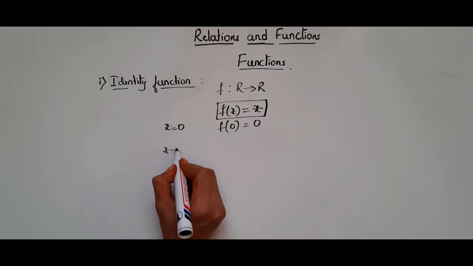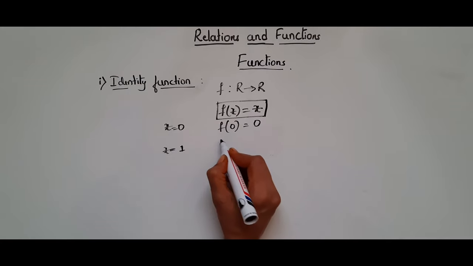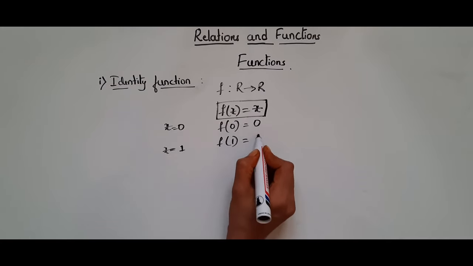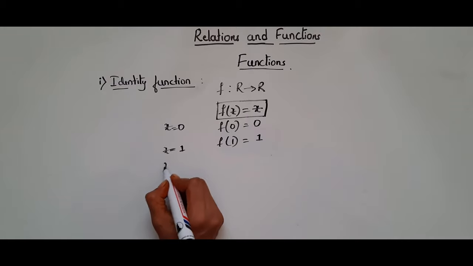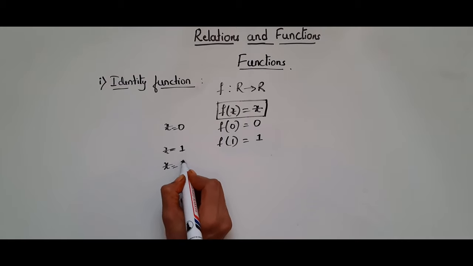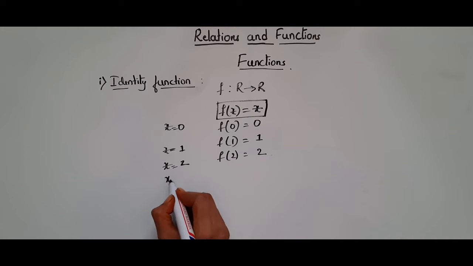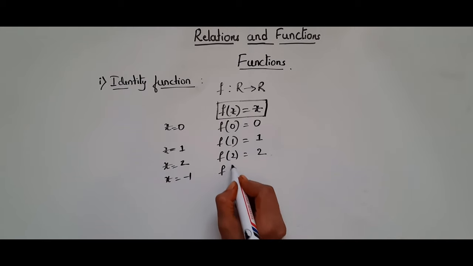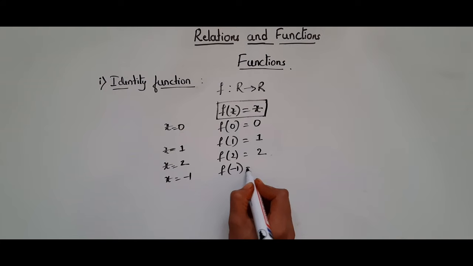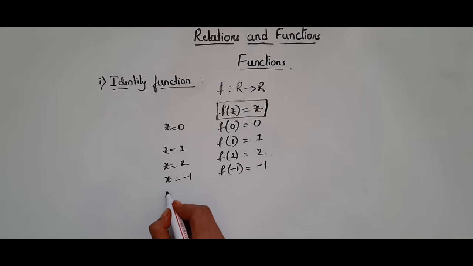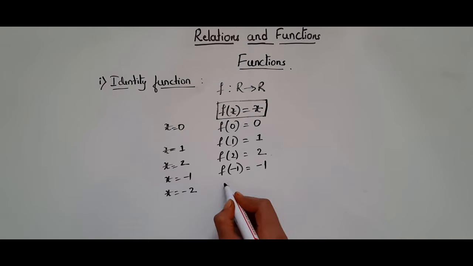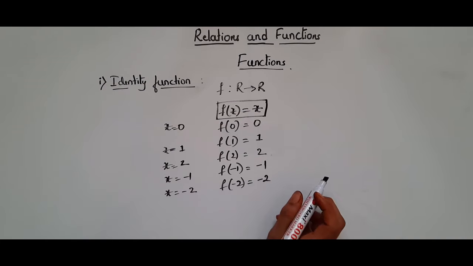Now let's take x is equal to 1. So f of 1 is equal to 1. Let's take x is equal to 2. So f of 2 is equal to 2. Now let's see x is equal to minus 1. So f of minus 1 is equal to minus 1. Similarly, x is equal to minus 2. So f of minus 2 will give you minus 2. What value you put here, you will get the same value.